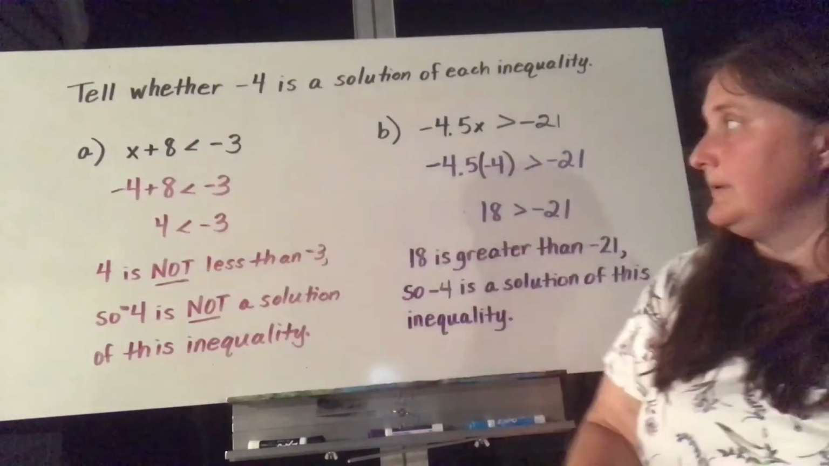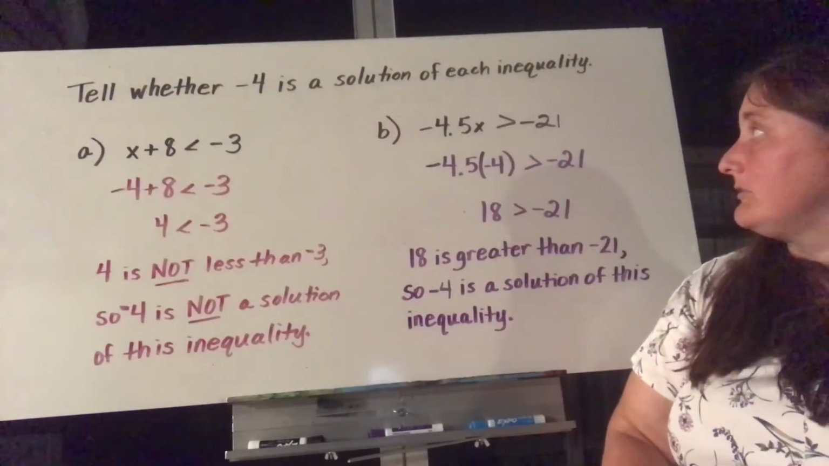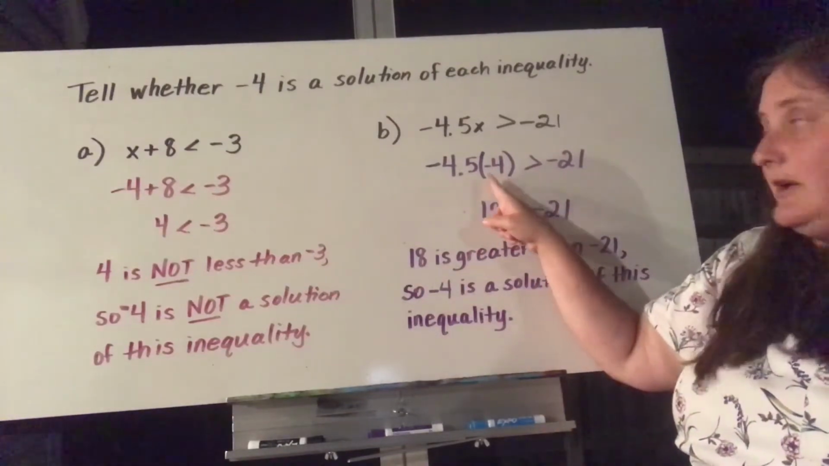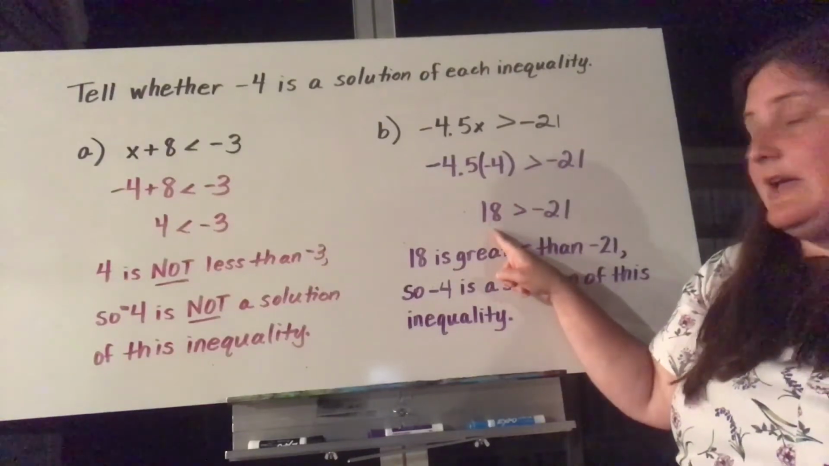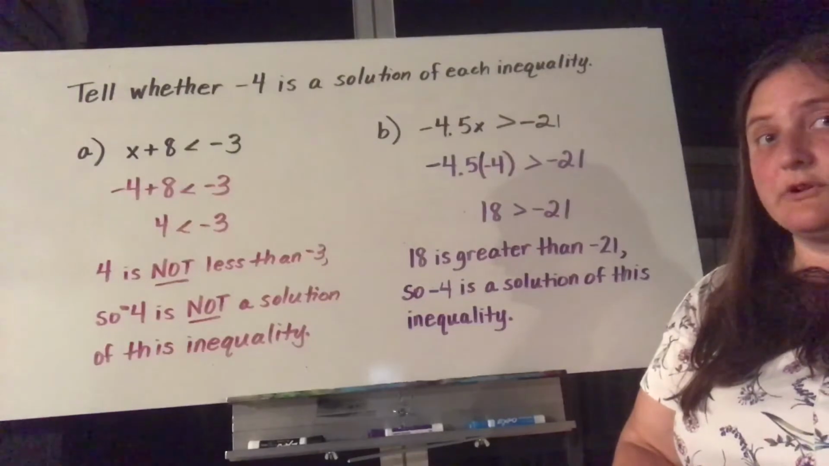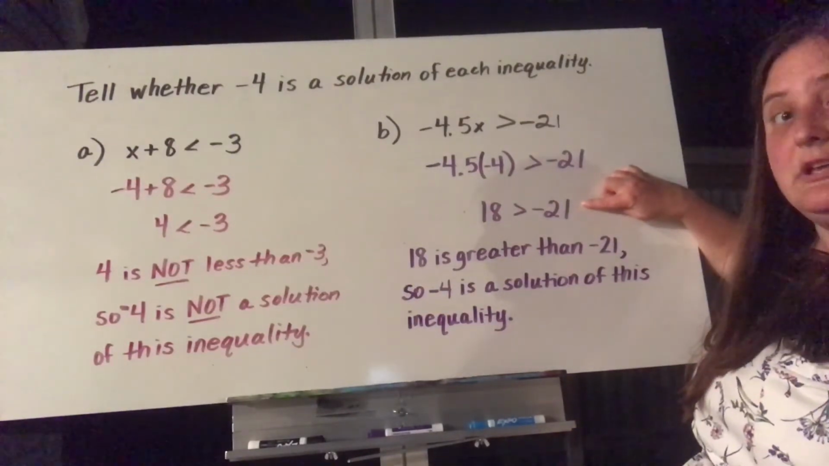If I look at this inequality, -4 5/10 times x is greater than -21, and I plug in -4, -4 5/10 times -4 gives me positive 18, and 18 is greater than -21. So in this case, -4 does work as a solution because this final inequality here is true.